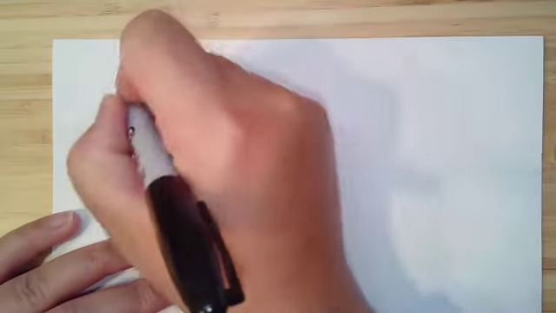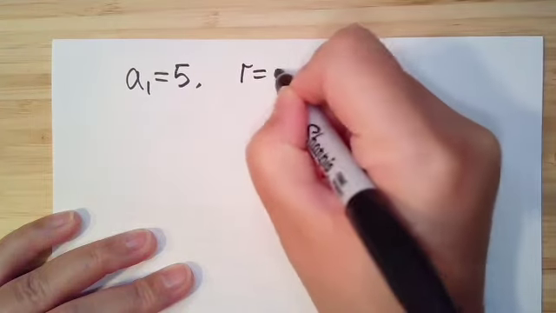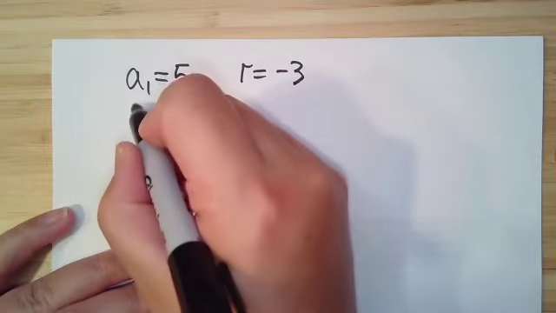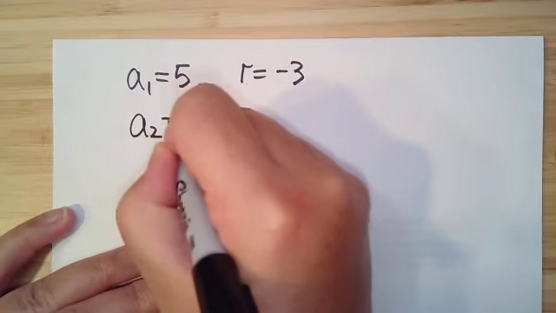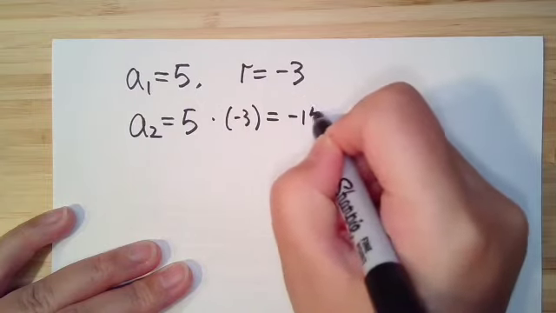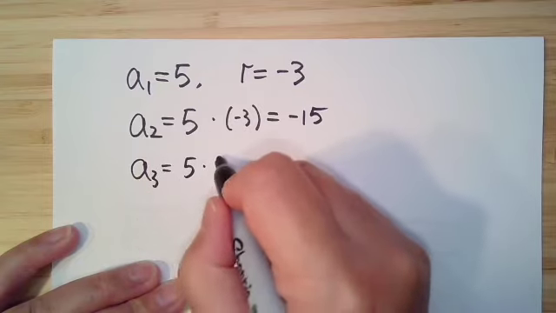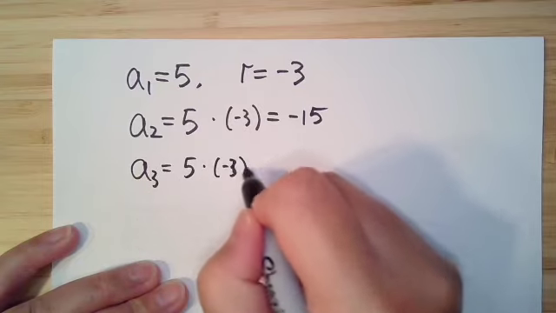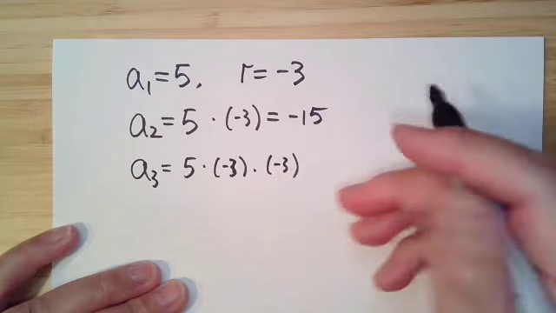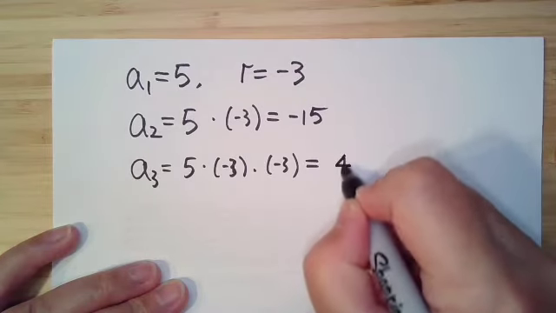Example: the first term A1 is 5 and r is negative 3. Can you write the first 5 terms? The first term is 5. The second term will be 5 times negative 3, which is negative 15. And A3 will be 5 times negative 3 times negative 3, right? So it's just this number multiplied by negative 3 again. That's why it's called a common ratio. And so that will be positive 45.